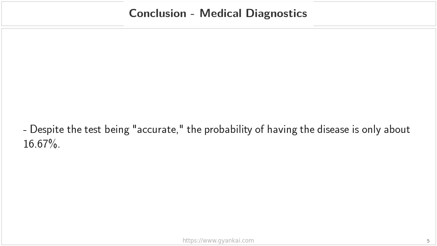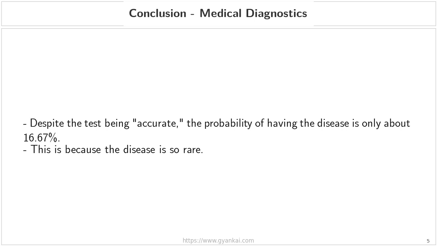Conclusion: Medical Diagnostics. Now, let's take a moment to reflect on that result. It might feel quite counterintuitive, doesn't it? We started with a test that we described as being 99% accurate for those with the disease, yet our final calculation shows that the probability of the patient actually having the disease is only about 16.67%. It seems like a massive gap, but there is a very logical reason for this.